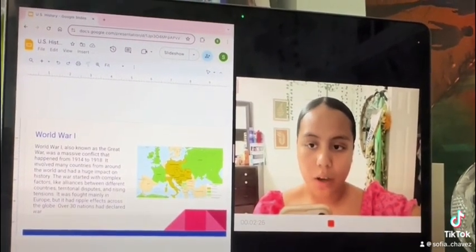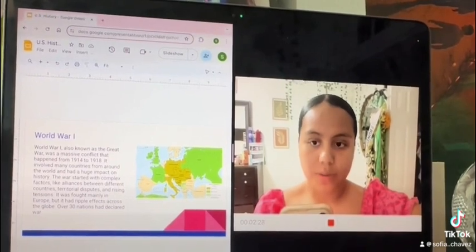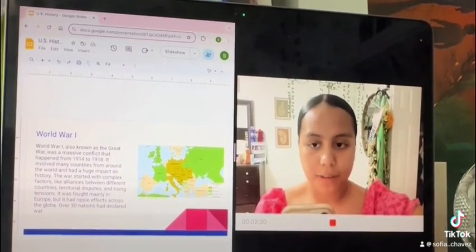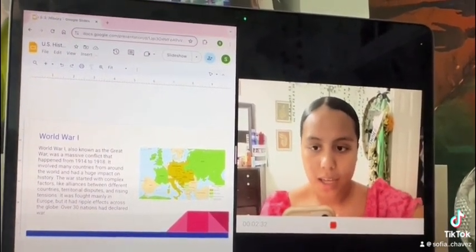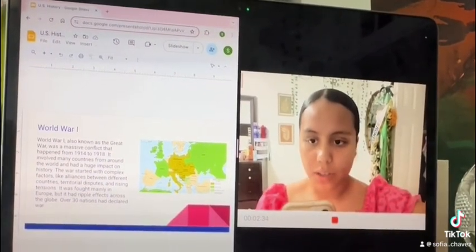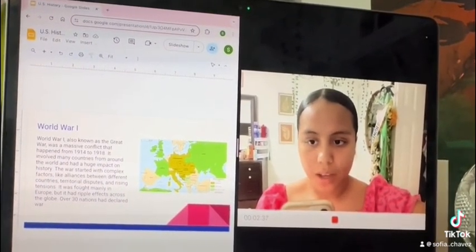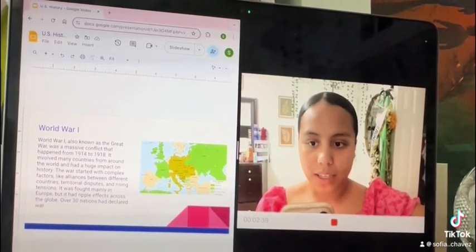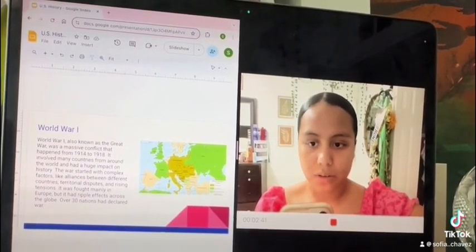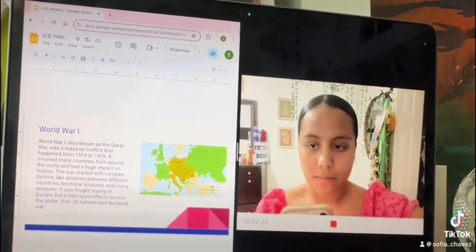World War I. World War I, also known as the Great War, was a massive conflict that happened in 1914 to 1918. It involved many countries from around the world and had a huge impact on history. The war started with complex factors like alliances between different countries, territorial disputes, and rising tensions.